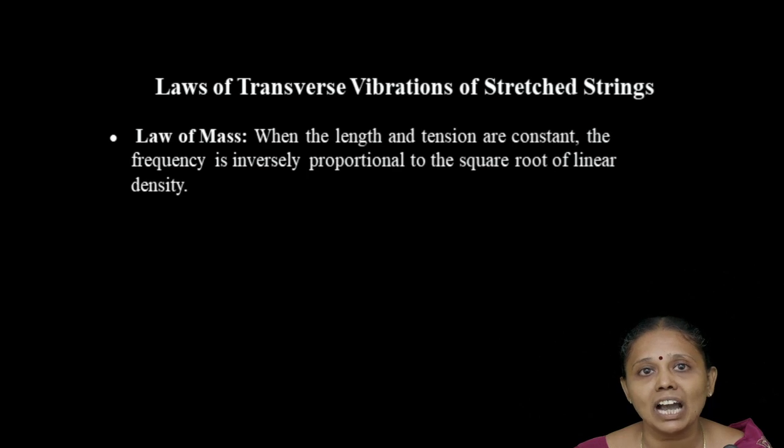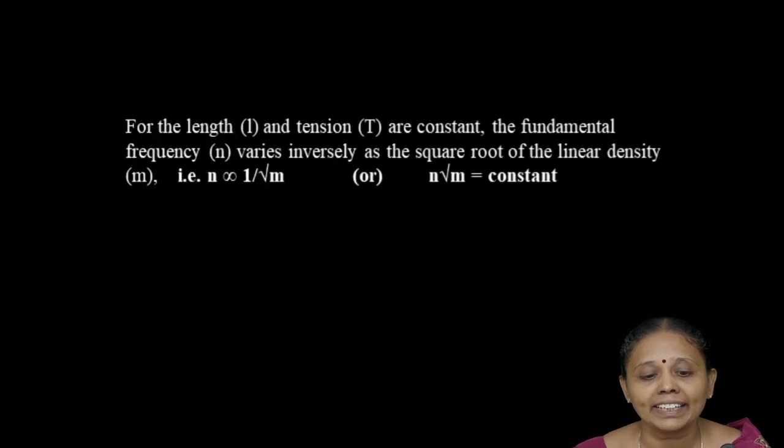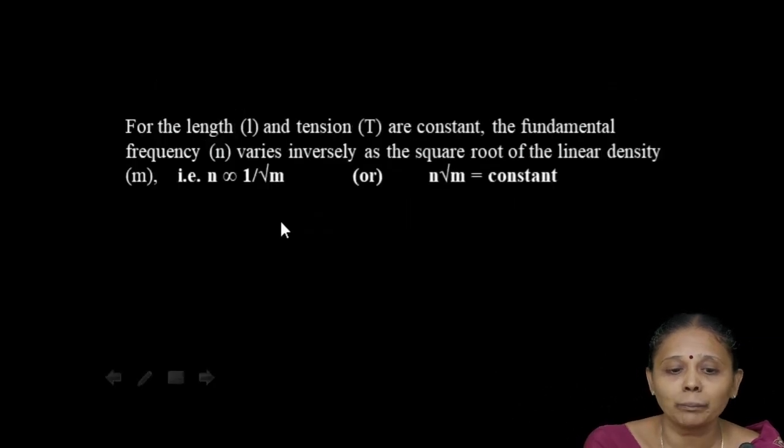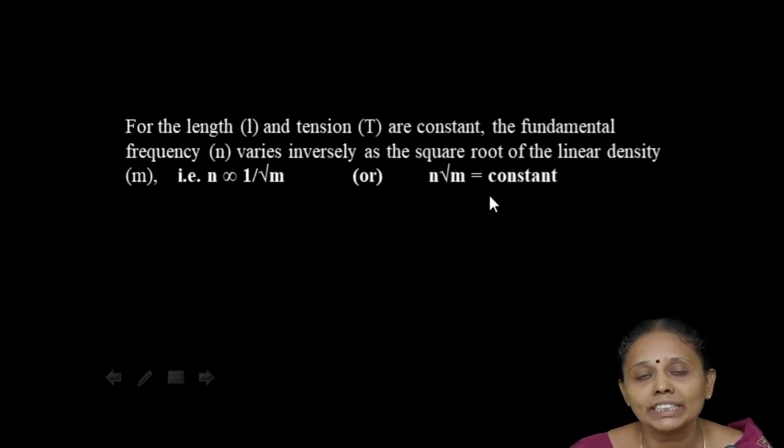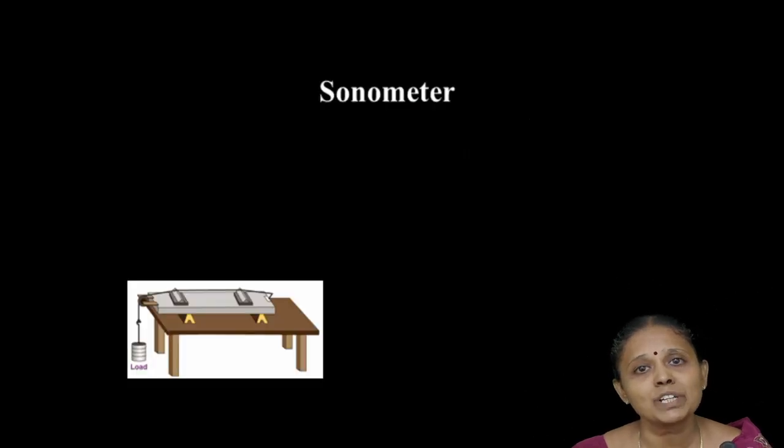Now comes the third law, law of mass. Here the length and tension are kept constant. Here the frequency is inversely proportional to the square root of linear density. That is, we can write it as N is proportional to 1 by root mu. Otherwise, N times root mu is equal to a constant. So from this we infer that keeping L and T constant, F is inversely proportional to the square root of linear density.